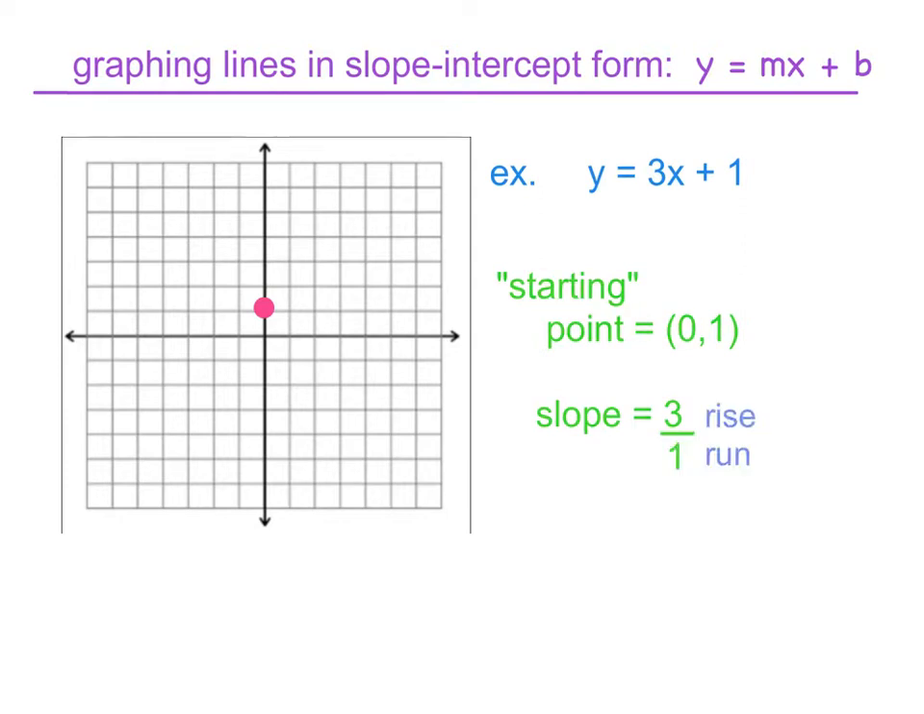By making that 3 over 1, I now can see that I'm going to rise 3 and I'm going to run 1. Okay, so take a look. From here, I'm going to go up 1, 2, 3 over 1. There's my point. Up 1, 2, 3 over 1.